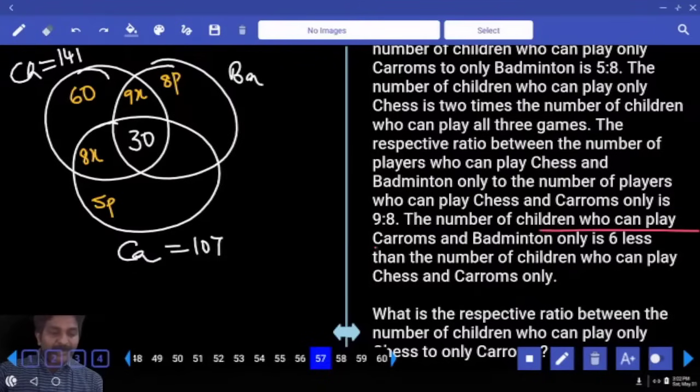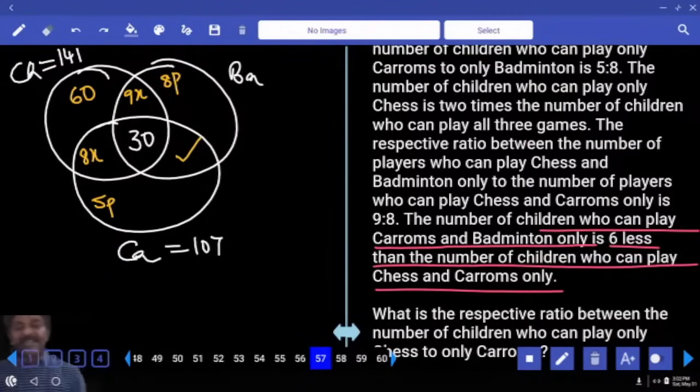Number of children who can play carom and badminton only, carom and badminton only, tick mark place, is 6 less than number of children who can play chess and carom. Chess and carom only, 8x. So tick mark place is 6 less than 8x. 8x minus 6. Okay? Now look at here.